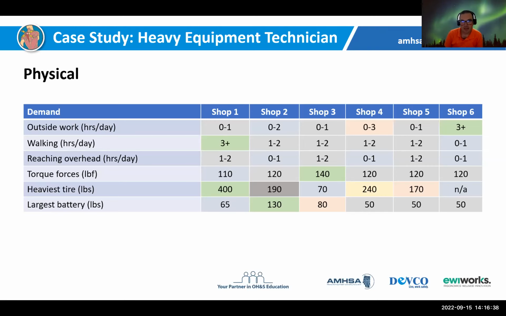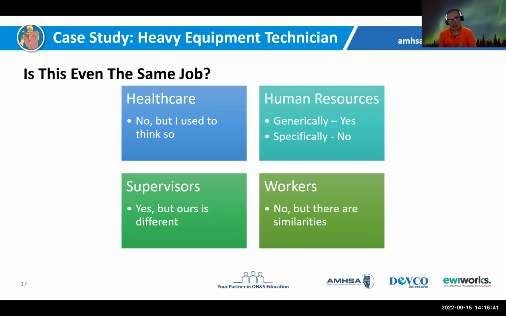It must be the same job. And the answer is it kind of depends on who you're talking to. So if you're talking to healthcare, a doctor who says, oh yeah, I just saw somebody who's a heavy equipment technician, now they see a couple of different JDAs between jobs, they might say, no, it's not the same job at all, but I used to think it was. Human resources, well, again, for a job posting, they might say generically, yeah, it's still the same job. But specifically, a human resource specialist should be able to look at this and say, no, it's really not the same job, and we need the JDA so that we can define what's different at each location.